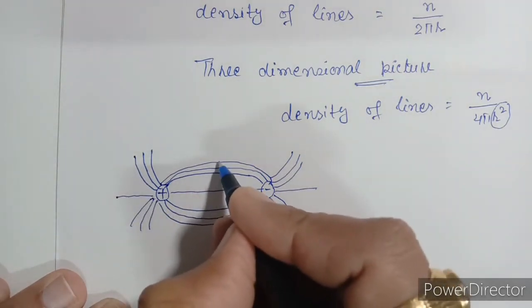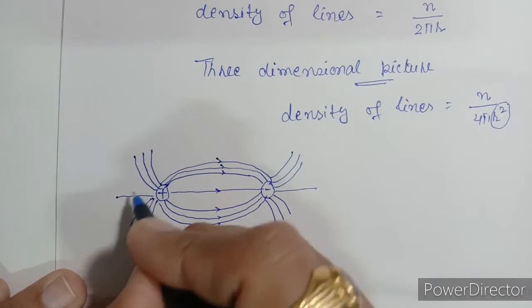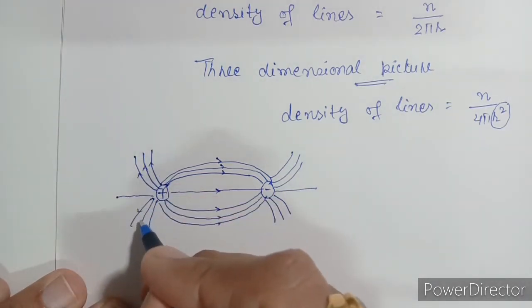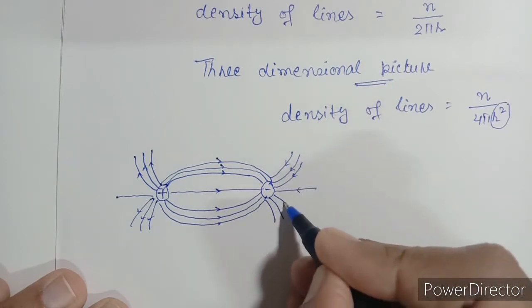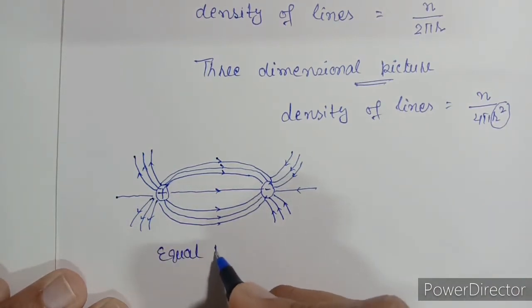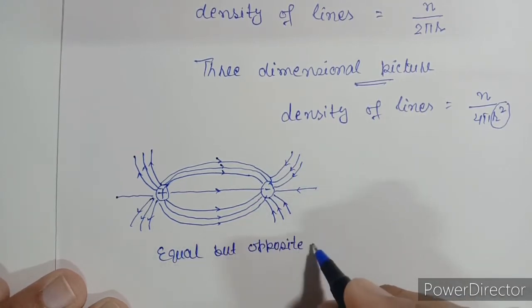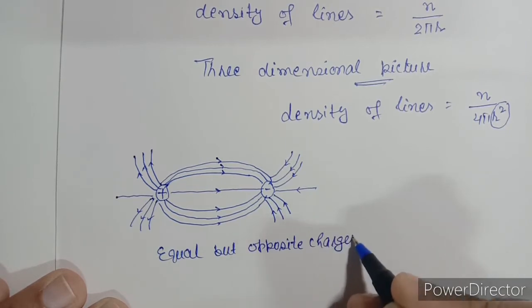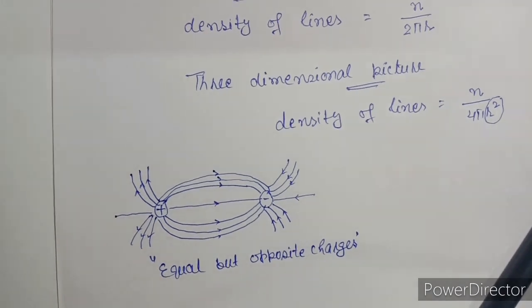And the direction is from positive to negative. This is the case when we have equal but opposite charges. So when we have equal and opposite charges, then the field lines start from the positive charge and end on the negative charges.